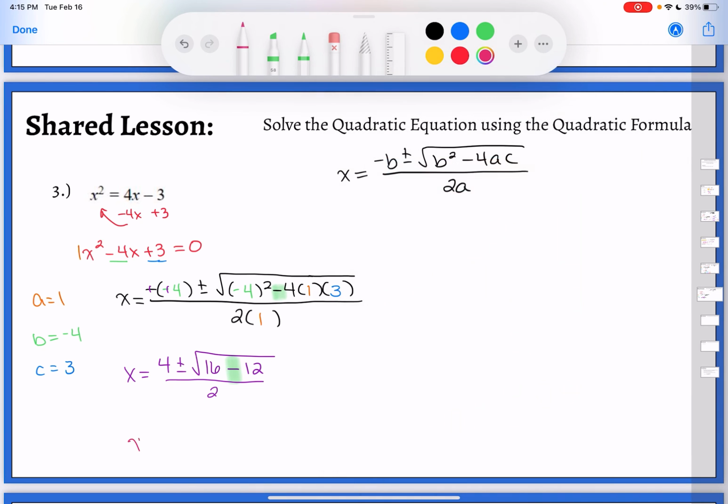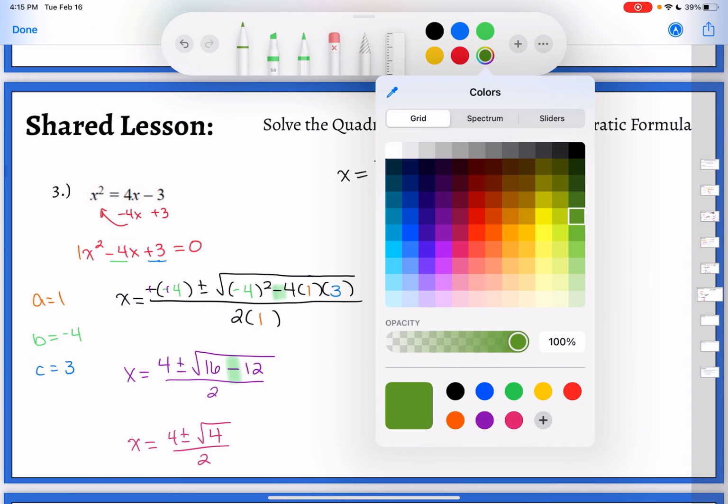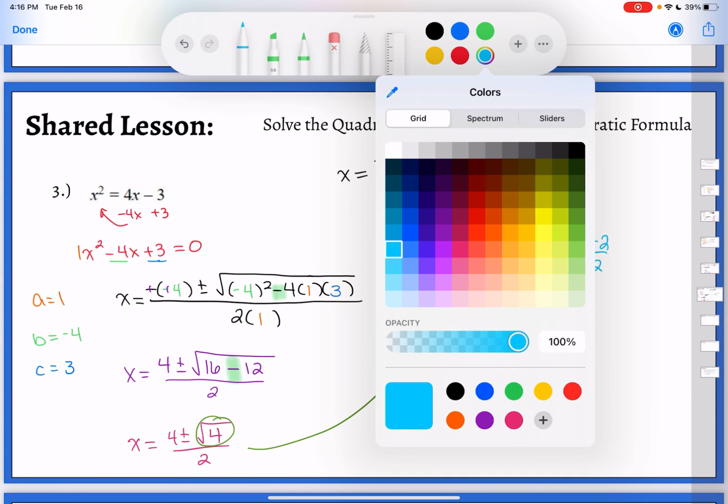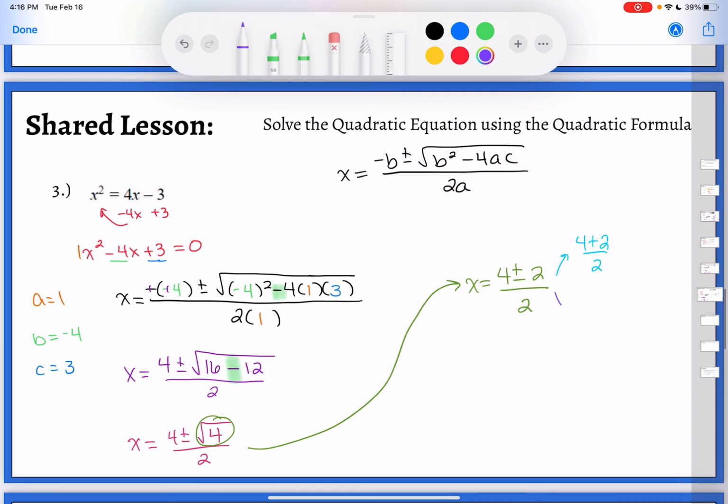Okay, x equals 4 plus or minus the square root of 4 over 2. All right, we've got another perfect square here. That's fantastic. Square root of 4 is 2. So moving on up here, I have x equals 4 plus or minus 2 over 2. Since I don't have a radical anymore, this is where we're going to break it into our two equations. One where it's 4 plus 2 over 2. One where it is 4 minus 2 over 2.